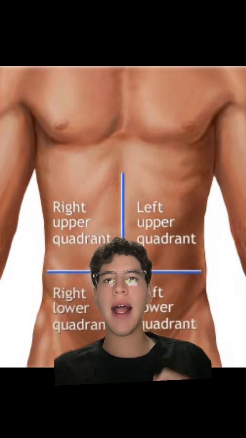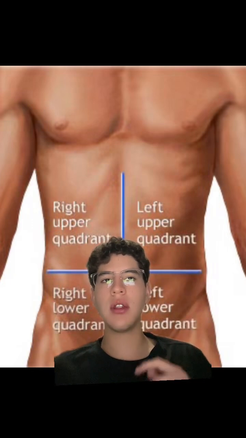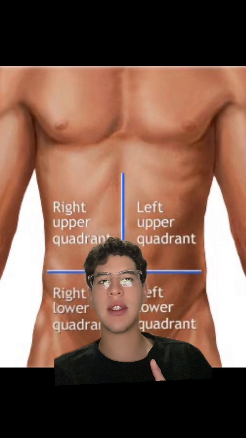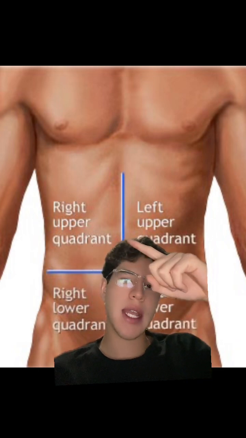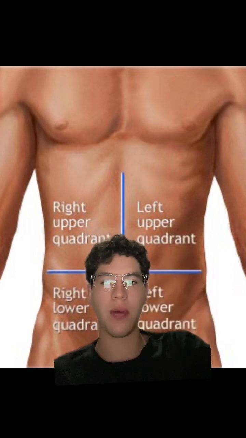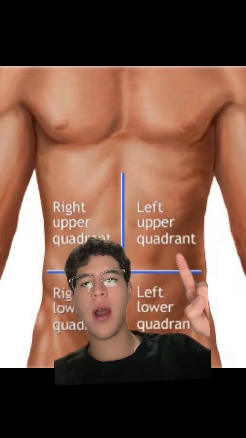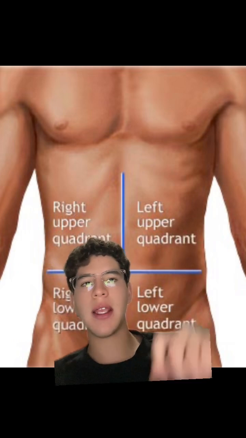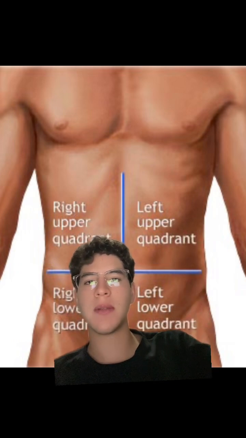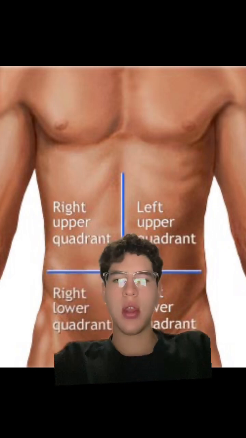The liver, gallbladder, right kidney, portion of the small and large intestines, and part of the pancreas are located in the right upper quadrant. The left upper quadrant contains the stomach, spleen, left kidney, part of the liver, pancreas, and a section of the small and large intestines.